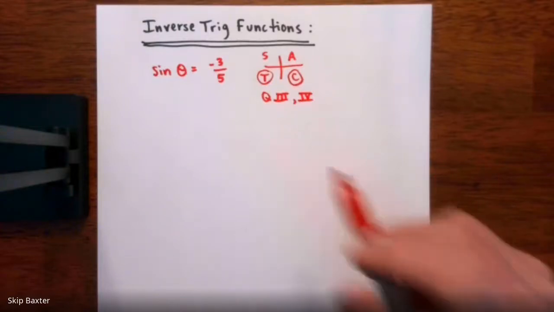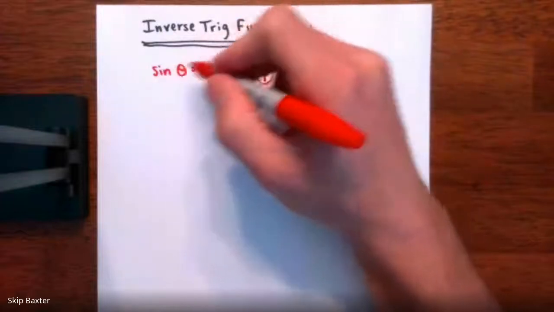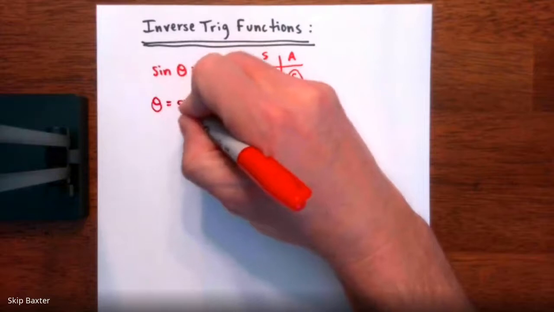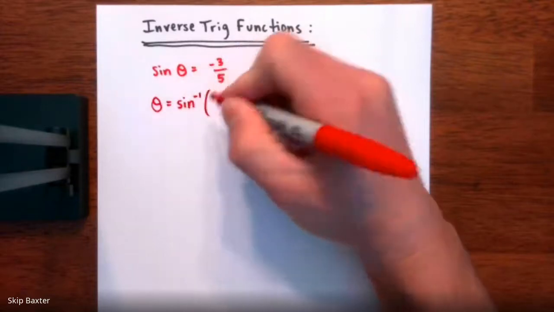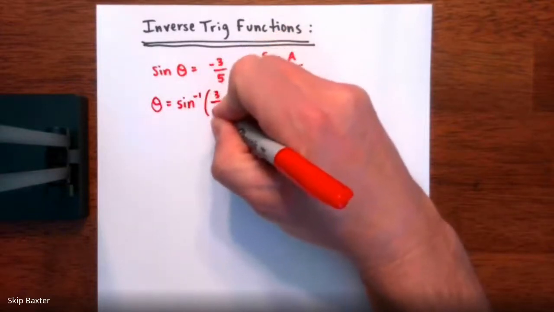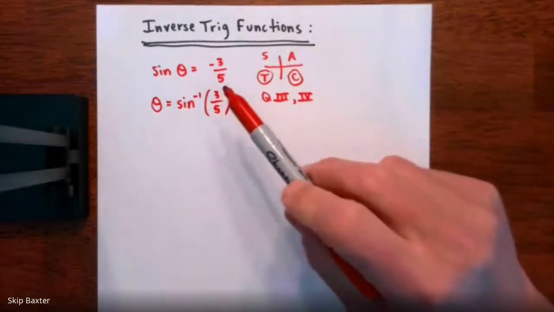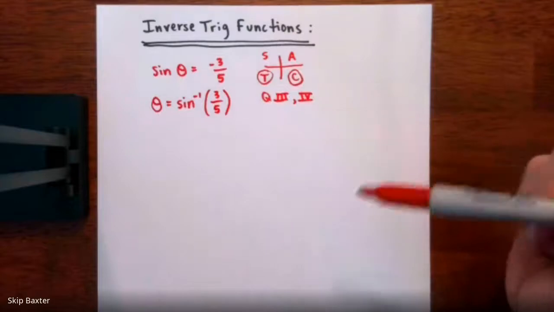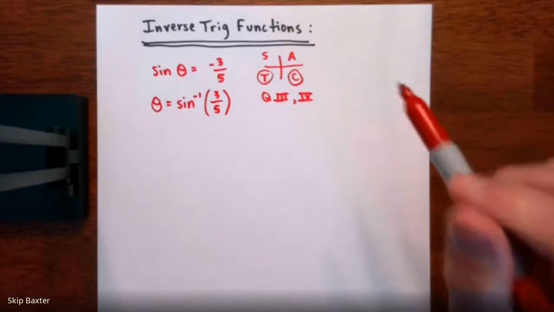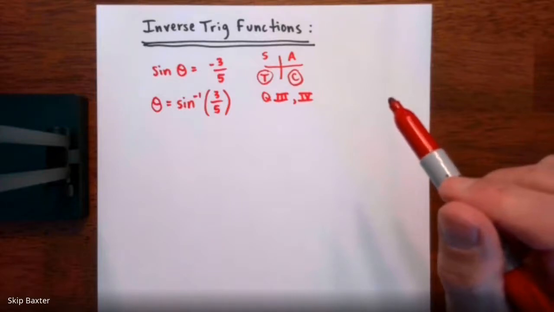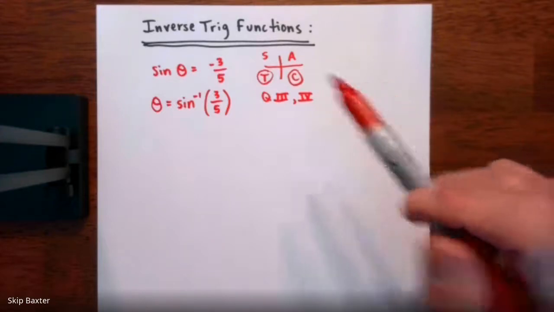Now, the way I find the reference angle is I just take the inverse sine of both sides. I'm going to take the inverse sine of 3/5. Now, I could just find the inverse sine of -3/5, but sometimes that might be a little bit confusing because sometimes your calculator might give you a negative answer. So I just want to make sure that I'm always getting a reference angle as an answer on my calculator. So I'm always just going to use the positive value.